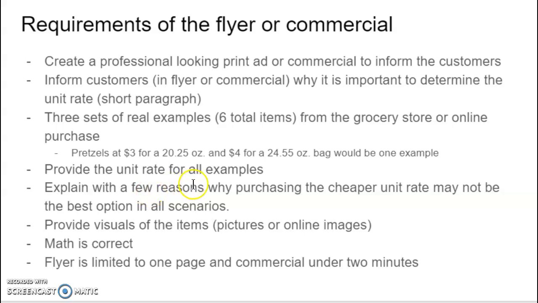Provide the unit rate for all the examples. Explain with a few reasons why purchasing the cheaper unit rate may not be the best option in all the scenarios. Provide visuals of the items. You could do a picture or an online image. Make sure your math is correct. And your flyer is limited to 1 page, and your commercial is under 2 minutes.